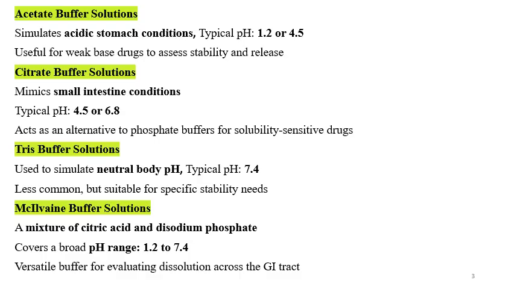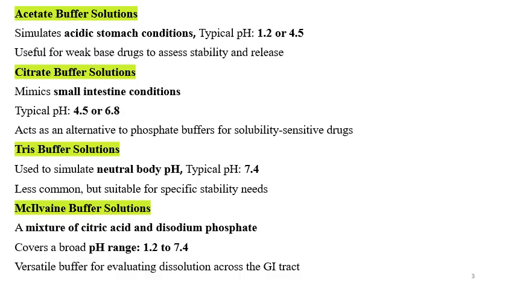Another buffer solution is citrate buffer solution. It mimics small intestine pH conditions and typical pH is 4.5 or 6.8. And citrate buffer is an alternative to phosphate buffer for solubility sensitive drugs. Tris buffer, you might have heard regarding the Tris buffer solution. It is used to simulate the neutral body pH. Typically, it has a pH of 7.4. It is less common but suitable for specific stability needs.